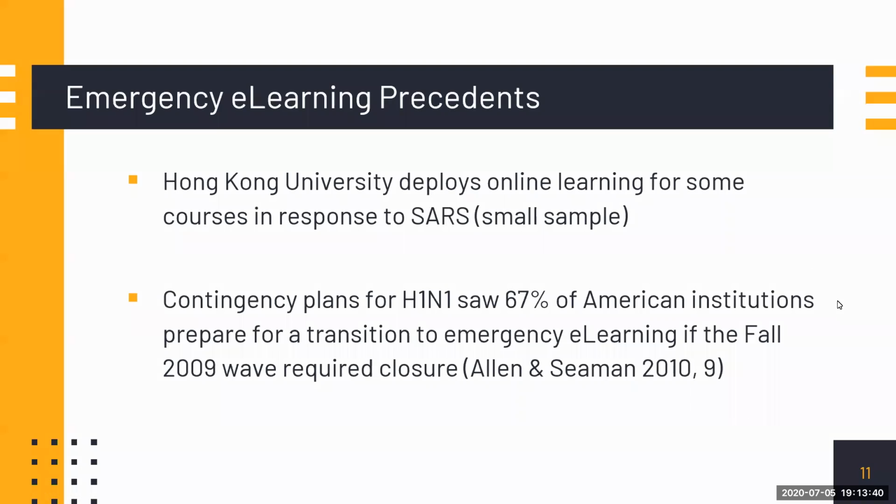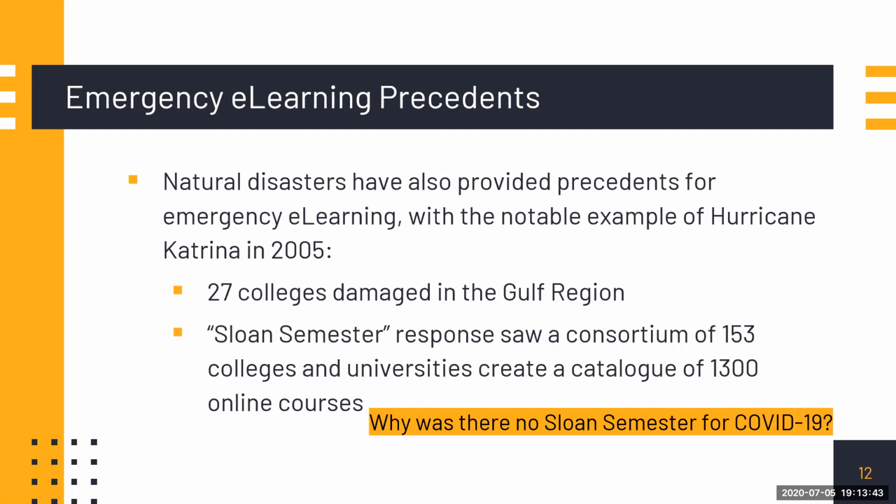But I think it's also important to consider other kinds of precedents, and particularly natural disasters. You'll find in the literature some examples of, say, an earthquake in a particular community means that it's not safe to go outside for one class. So there's one week that's shifted online, or a couple of weeks. But on a much larger scale, and probably the closest precedent for the COVID-19 emergency e-learning, was the response to Hurricane Katrina. There were 27 colleges damaged in the Gulf region, in addition to institutions in Texas that were hit as well in this path.